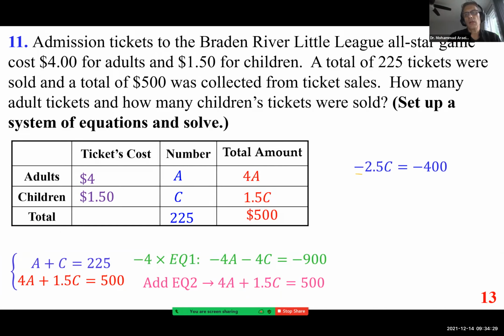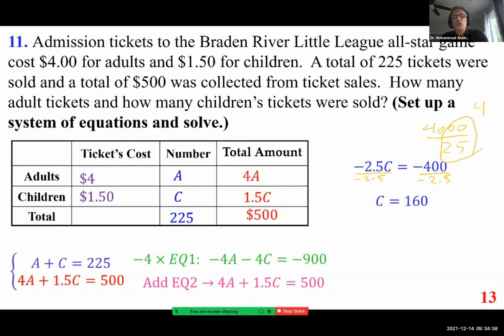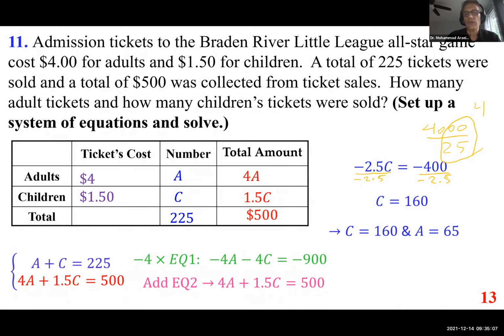You're going to divide by -2.5, which is the same as 4,000 divided by 25. I hope you realize that 2 zeros, that means 100 divided by 25 is 4, times 40 makes it 160. So if C is 160, A is 225 minus that, because they must add up to 225, and A is 65.